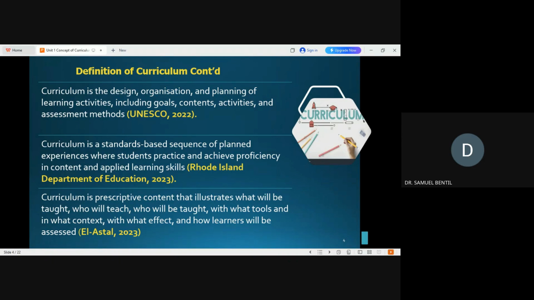That's what ought to be, what curriculum ought to be. In defining curriculum, we have prescriptive definition and we have descriptive definition. Prescriptive definition tells you what curriculum ought to be. Then the descriptive is what actually prevails in the classroom as a curriculum. So these are some scholarly definitions so far as the definition of curriculum is concerned.